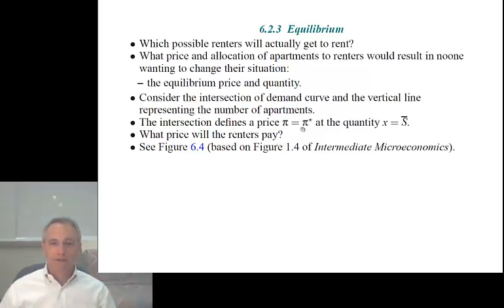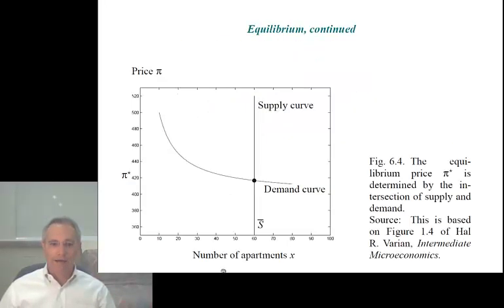What is the significance of that price? Well, indeed, it will be the price that the renters will pay. Let's have a look at it. Here's the intersection of the supply curve and the demand curve. It occurs at a price pi star, and of course corresponding to supply S overline.